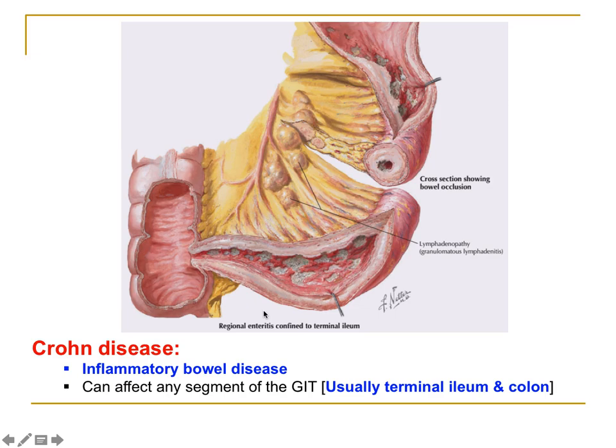Another one is Crohn's disease. This one is an inflammatory disease, inflammatory bowel disease. It might occur in any part or any segment of the GIT, and especially we see it in the terminal part of the ileum and colon. So that is Crohn disease.